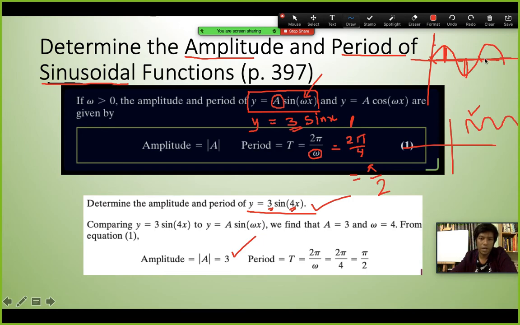So this is how we can find the amplitude and period of a sinusoidal function. We just look at these two values. This value is the amplitude, and from this value we get the period.